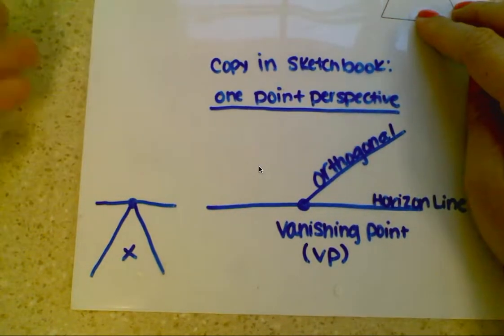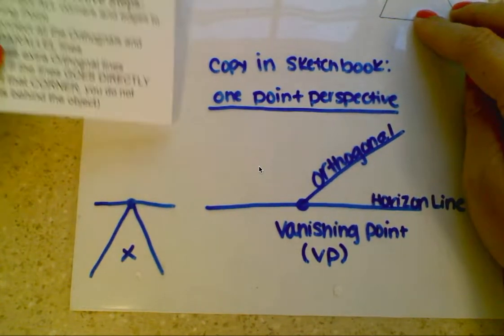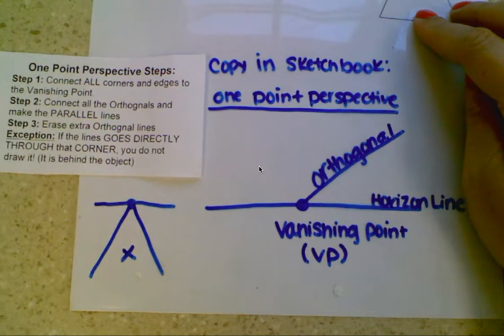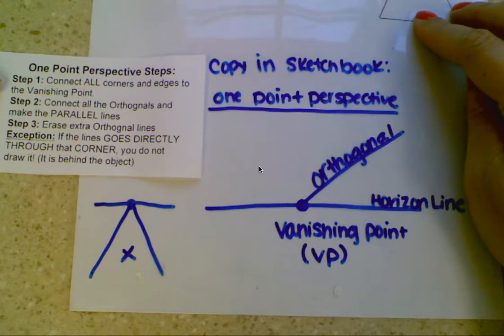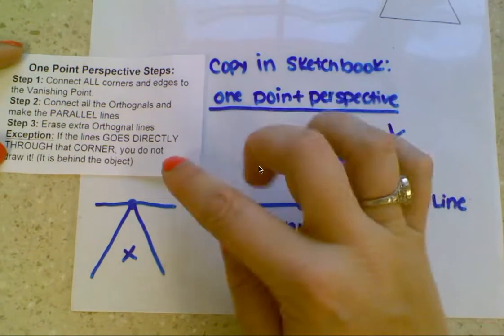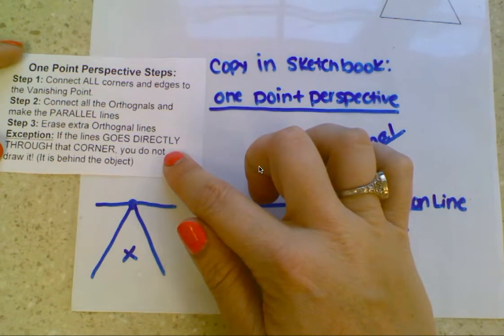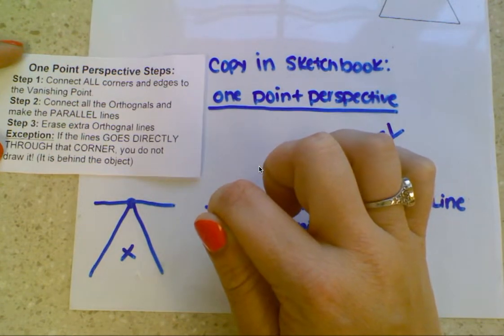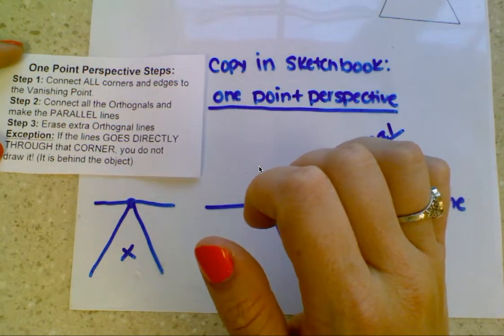And then we're going to work on this worksheet together. I have some basic steps for perspective. This can also be glued down on the same page. Step 1, connect all corners and edges to the vanishing point. Every corner, every edge is going to go back to that vanishing point. One dot and one dot only. Step 2, connect all orthogonal lines and make the parallel lines. Step 3, erase all extra orthogonal lines. My exception is if the line goes directly through that corner, you do not draw it. That means it's behind the object. That'll make more sense when we go to do an example here.